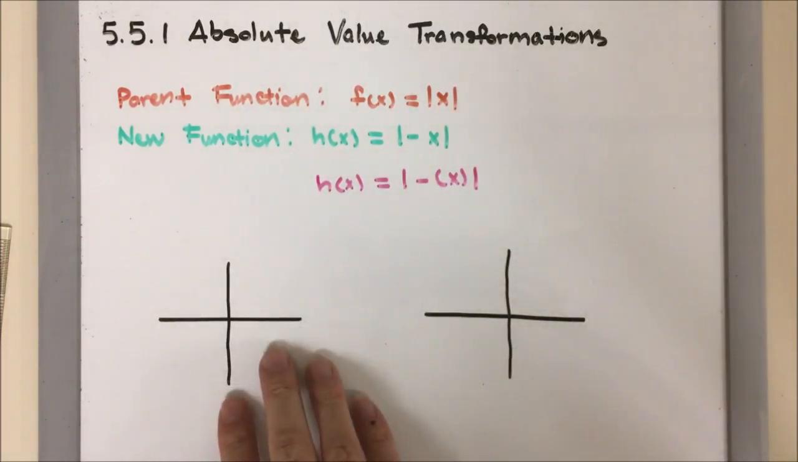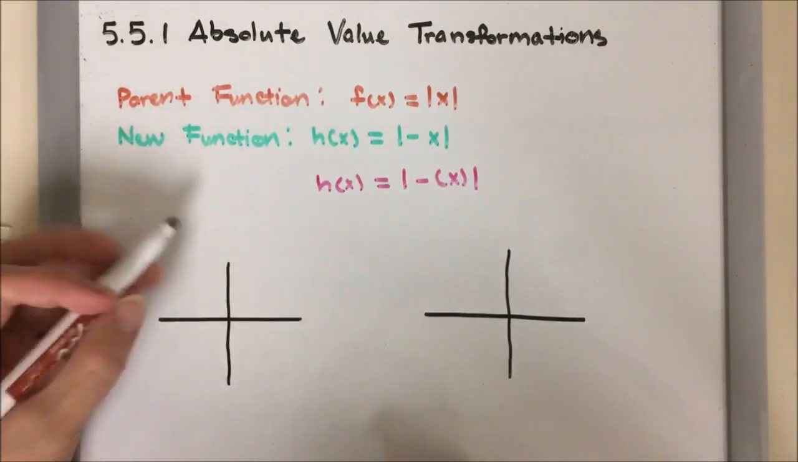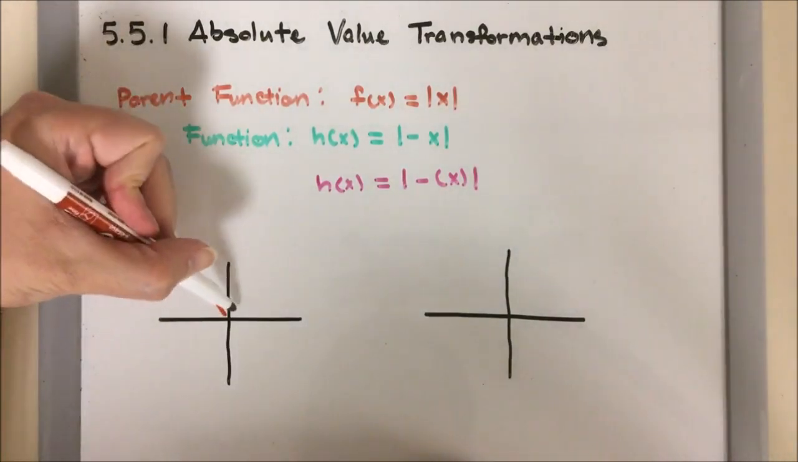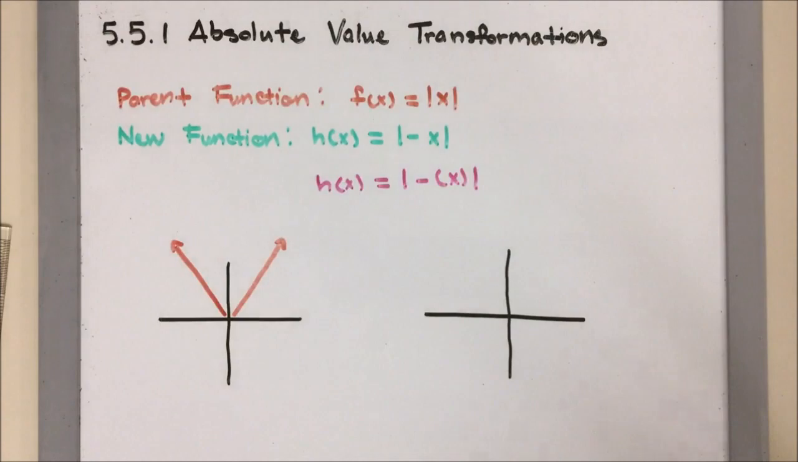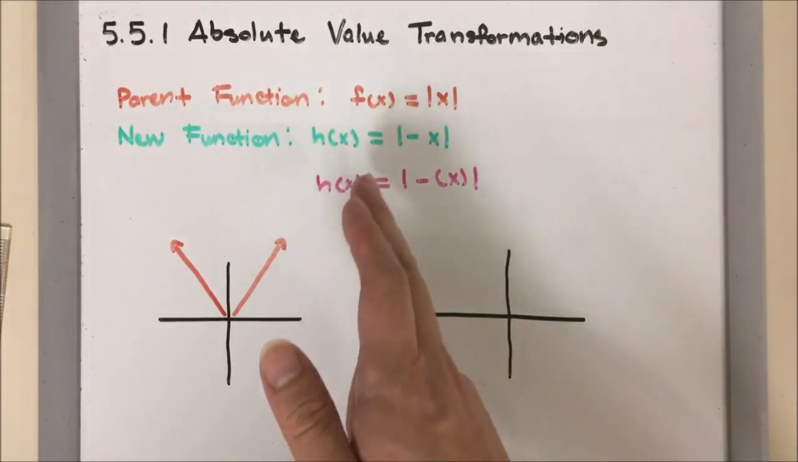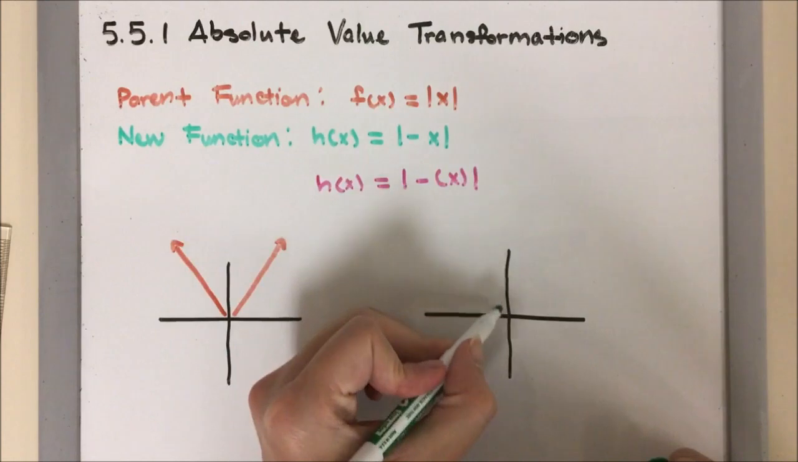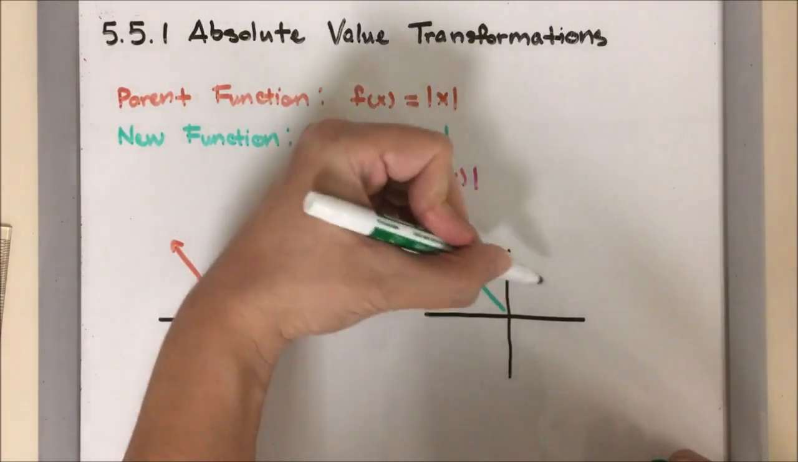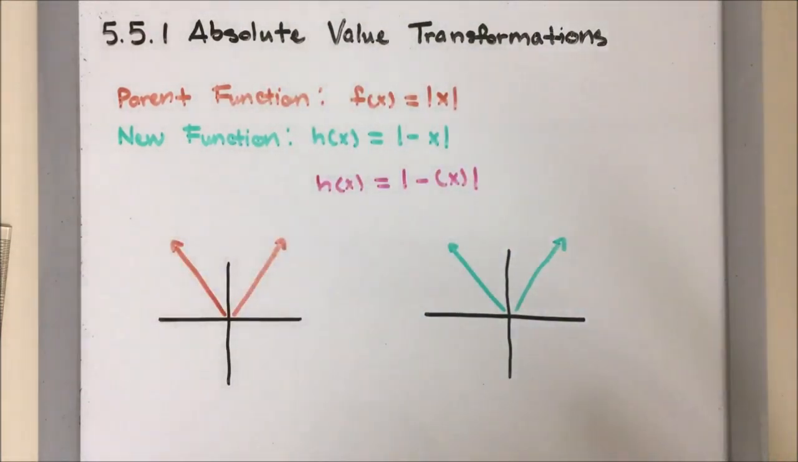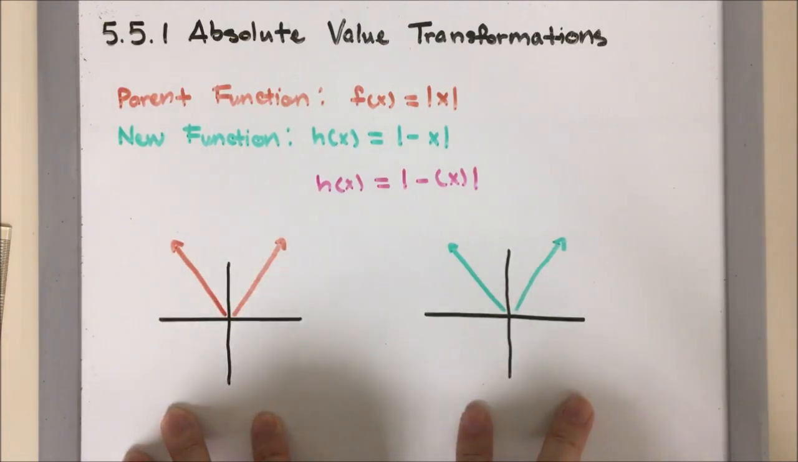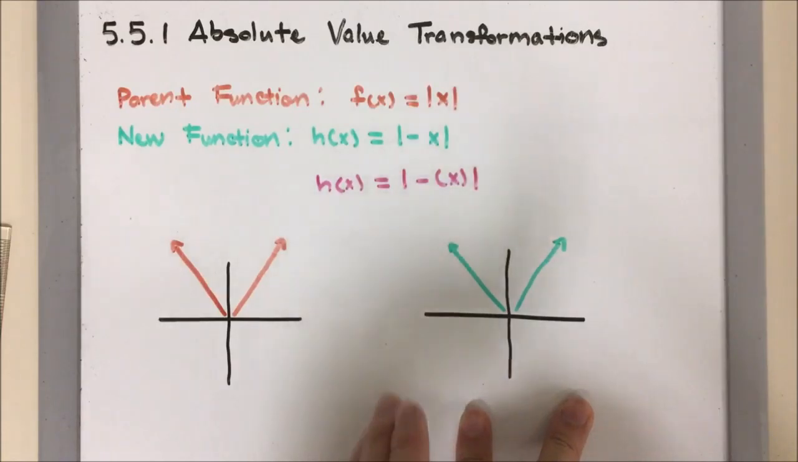For f of x, which I'm going to graph on the left, it's simply a graph that looks like this. Now for the graph of h of x, if you look closely, the graph looks the same. So basically there is no visible difference between f of x and h of x, even though there's a negative inside the absolute value line.